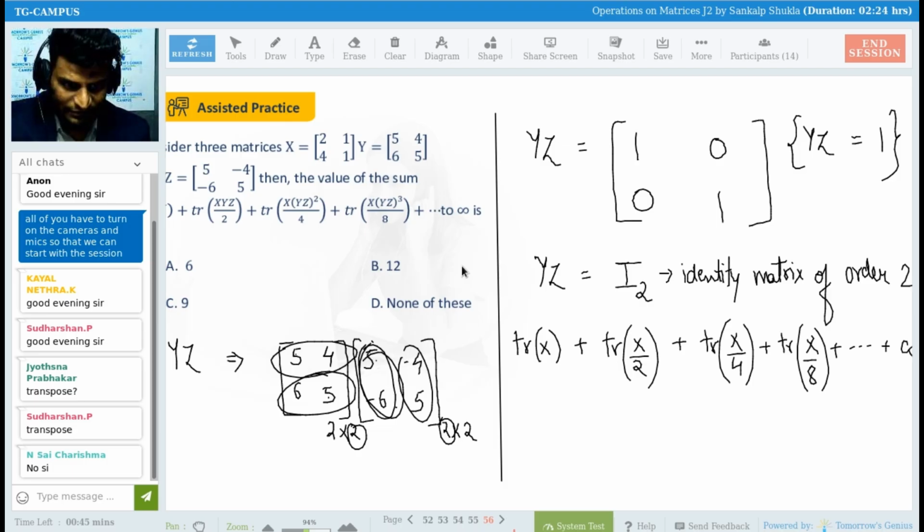Students, just tell me, is this step clear to you? Why we are eliminating YZ as 1? Why we are replacing the YZ by 1? Because YZ is an identity matrix. And identity matrix is nothing but just 1, written in the form of a matrix. That's all. Okay?